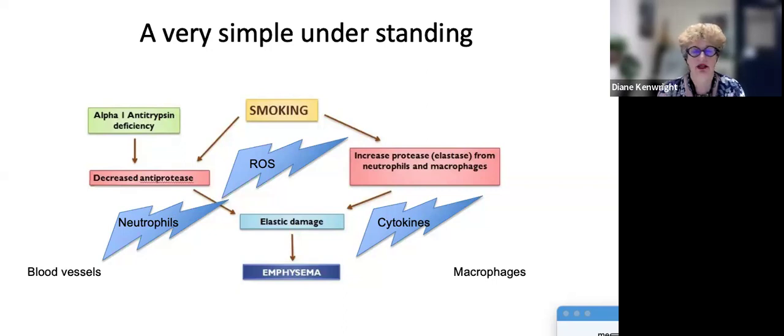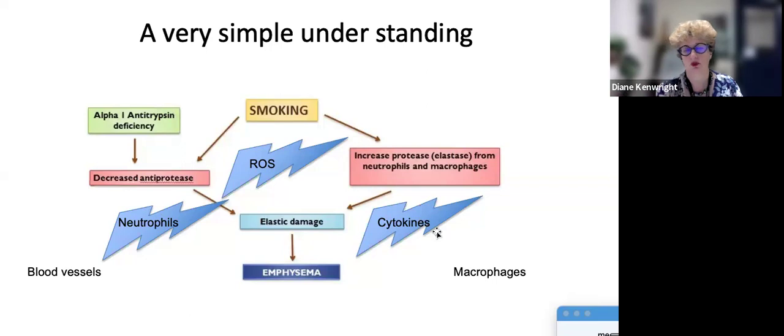Okay, so let's think about this again as a big picture. There's two other things we need to think about. There's alpha-1 antitrypsin and smoking. There's reactive oxygen species, which recruit neutrophils and cytokines. But where do these come from? They come from the blood vessel, and the cytokines come from macrophages.